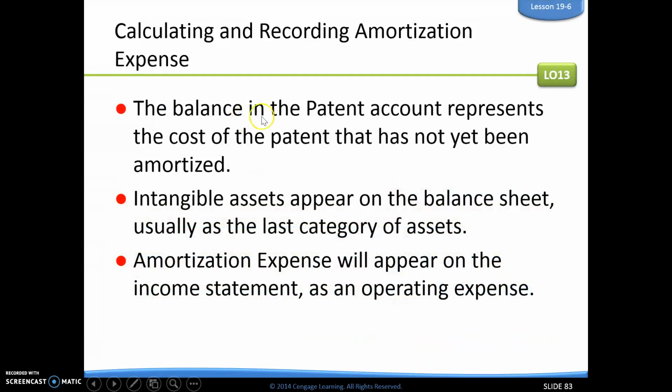Okay. So, like I just said, the balance of the patent account is going to represent the cost of the patent that has not yet been amortized. That's something that's different. We don't have accumulated amortization expense. That isn't a thing. And intangible assets are going to appear on the balance sheet usually as one of the last categories of assets. You'll see current assets, long-term assets, and then intangibles usually at the bottom of that. And then amortization expense goes on the income statement, and that is one of our operating expenses. So just that information will probably make its way into a study guide or a test situation. So just so you're aware.